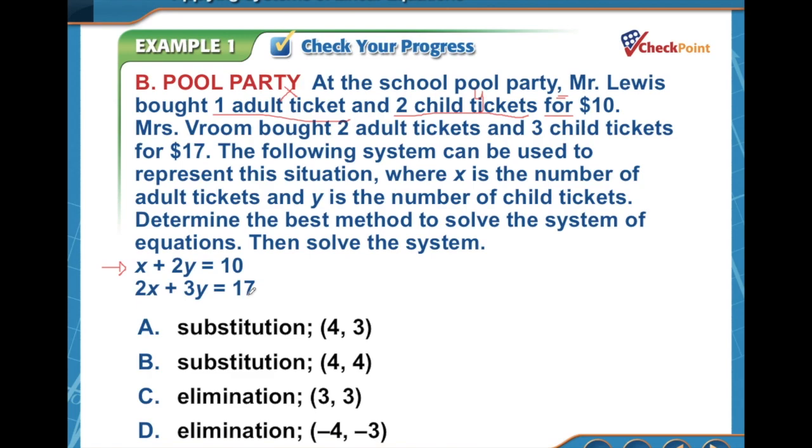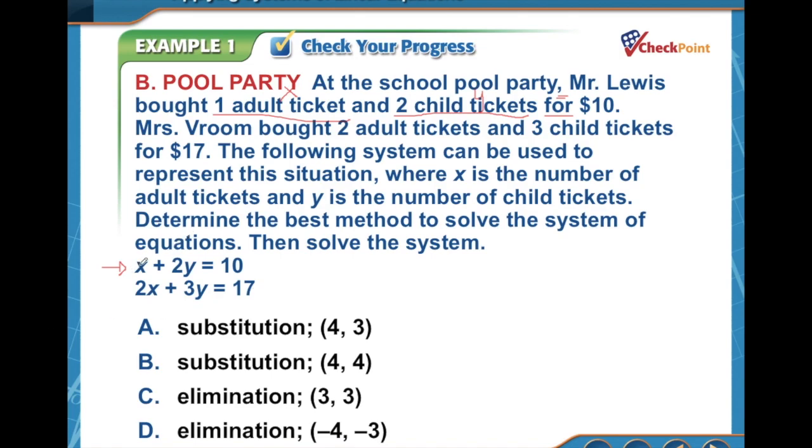Okay, so substitution we would only use if we have one variable by itself on one side of our equation. We don't have that, so we're not going to use substitution. We don't want to graph either because that's a lot of work and that's going to take a while. So let's use elimination to solve. And if we use elimination, we're going to have to do some multiplying to figure it out.